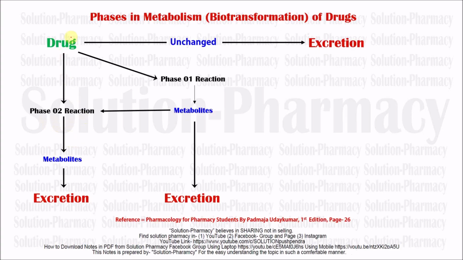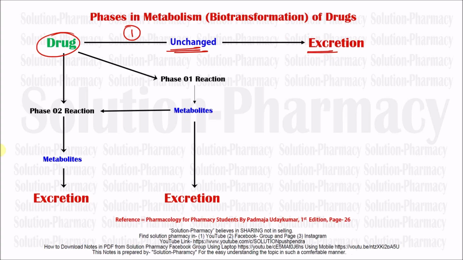So see, this is a drug. What is a drug? A drug is a chemical entity which is taken by the patient for the relief of any problem. So there are three steps for the drug. Step number one: either the drug will be excreted unchanged. So this is the drug, and this is the unchanged form. That means it will not go for metabolism and it will be completely excreted as such. So this was the first option for the drug.